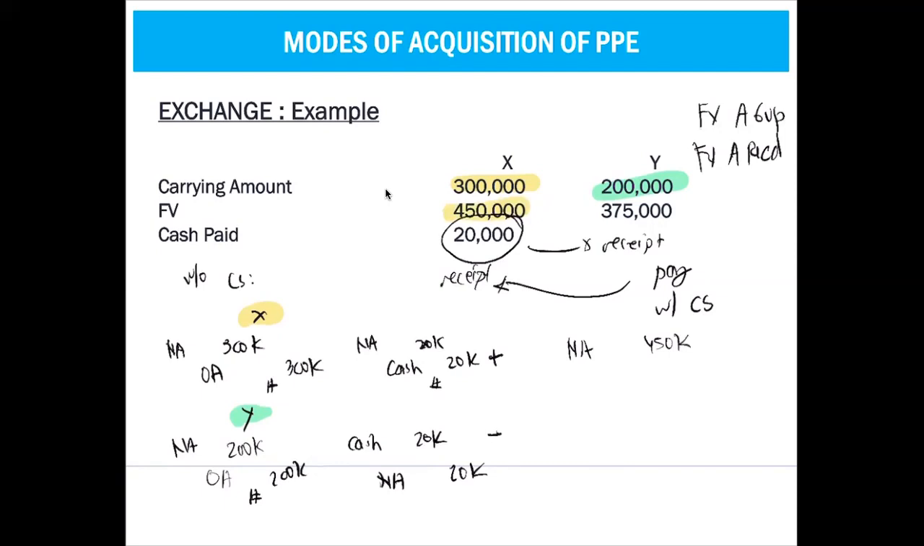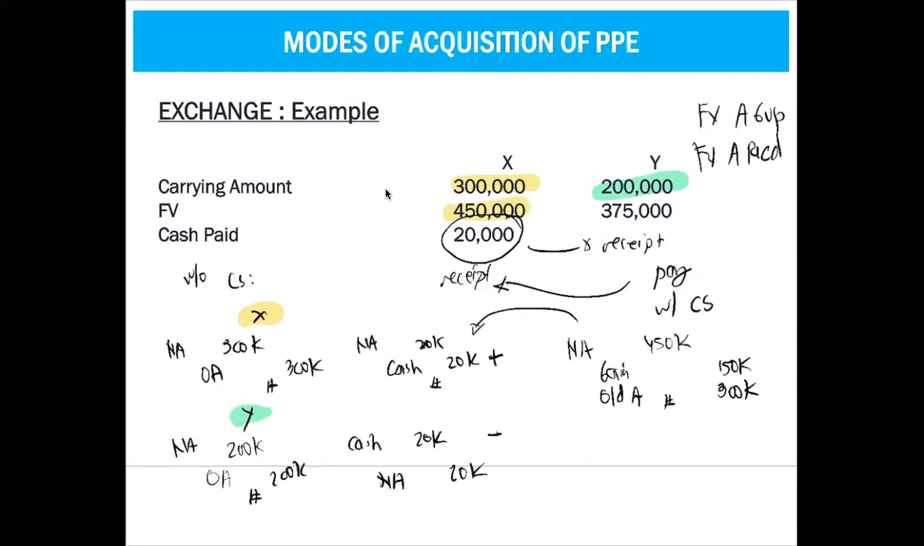Clear? And then we will receive the old. We will remove the old asset at the carrying amount of 300,000. We have a difference, right? The difference now is considered gain because the fair value is greater than the carrying amount, 150,000. And then to record the cash payment, ayan siya.